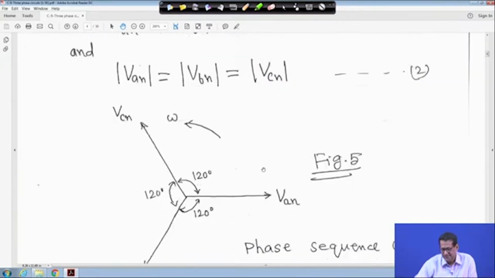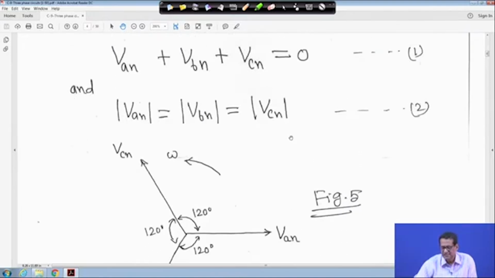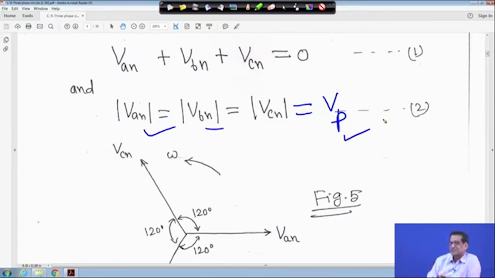Now, if we draw the phasor diagram, VAN is the reference one, so we call this phase sequence ABC, because B lags from A and C lags from B. So VAN is equal to VP angle 0 degree. This is the reference, and VP is my phase voltage. The suffix P stands for phase, so it is the phase voltage magnitude, and its angle is 0. All magnitudes are the same. This is called the phase voltage.